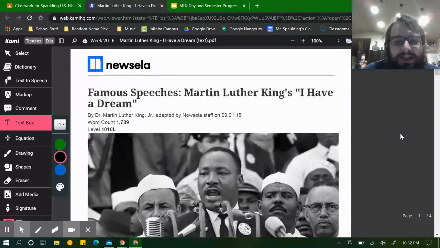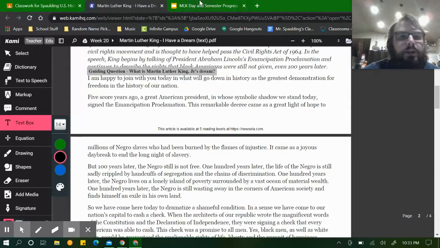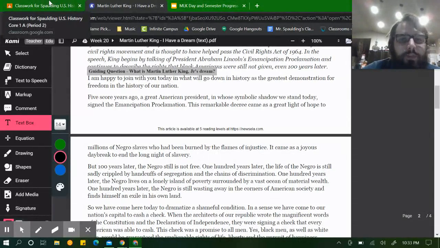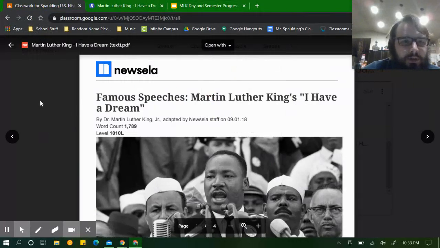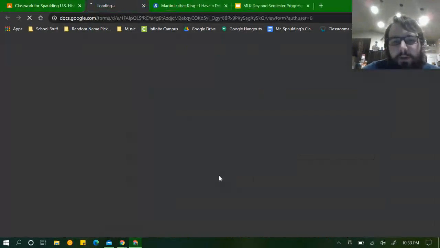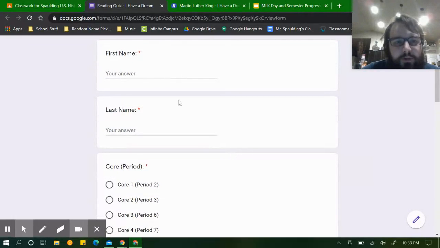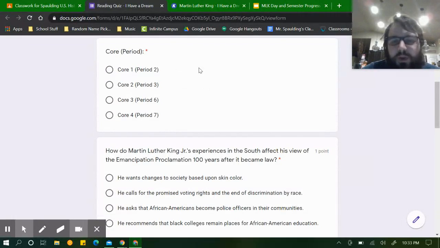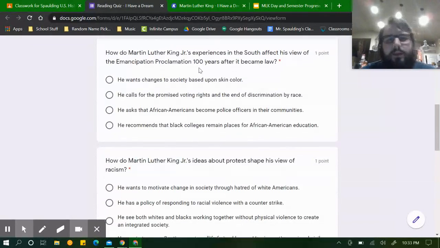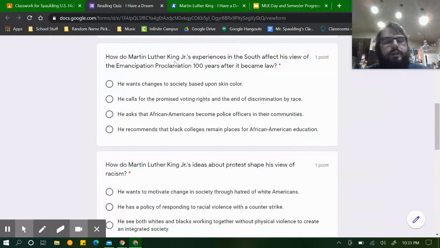When you are done with that, so you've marked the text you've read, you can go ahead and go back into Google Classroom. Click out of the PDF. Go ahead and open up the reading quiz. Please make sure you put in your name, first, last, the period, and then you have 4 questions to answer.